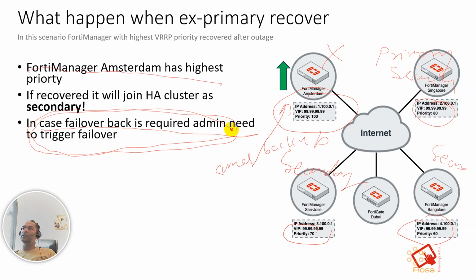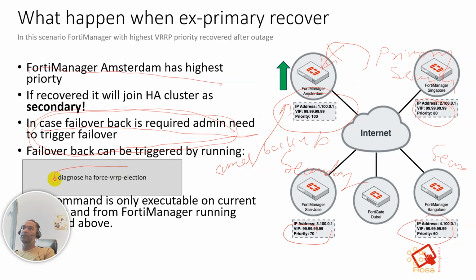That's the only thing, because we just don't want it to fail back immediately again. So you can do a failover manually once it comes back. How will the failover be triggered? You have to do diagnose HA force VRRP election, and then it will again check the priorities of the FortiManagers, and done. So this will be the primary again.